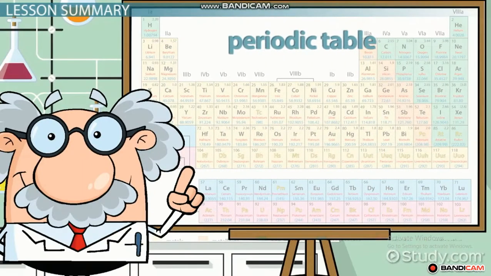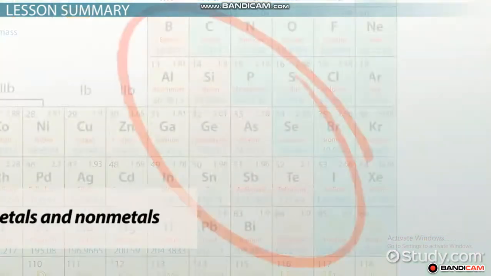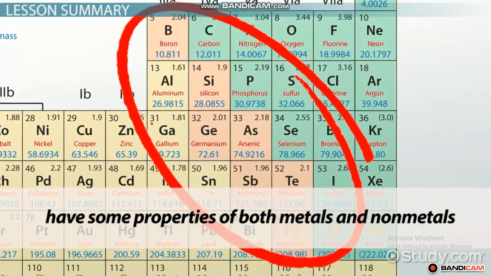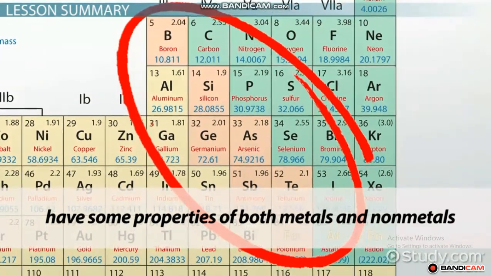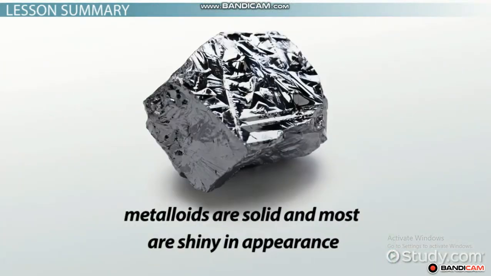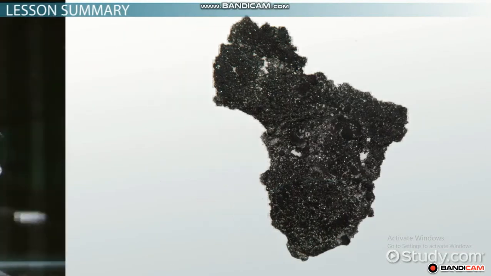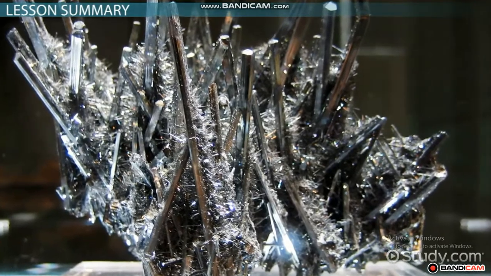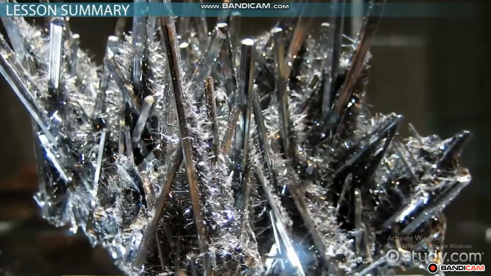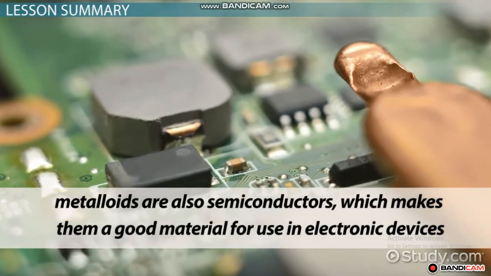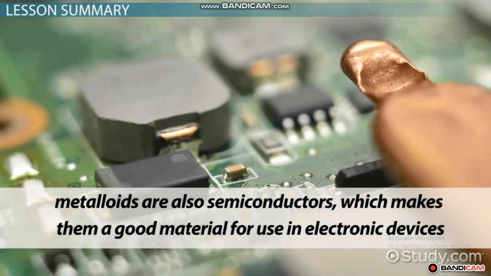The elements on the periodic table can be grouped as metals, non-metals, or metalloids. All of the metalloids have some properties of both metals and non-metals, and are located directly in between the two groups on the periodic table. Metalloids are solid, and most are shiny in appearance. Some have a texture that is brittle, and others are ductile, meaning that they can be stretched out into a thin wire easily. Metalloids are also semiconductors, which makes them a good material for use in electronic devices, such as computers.